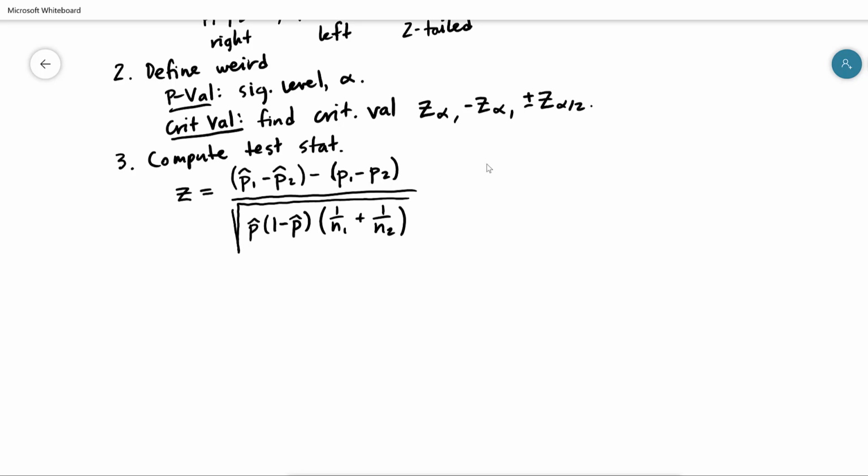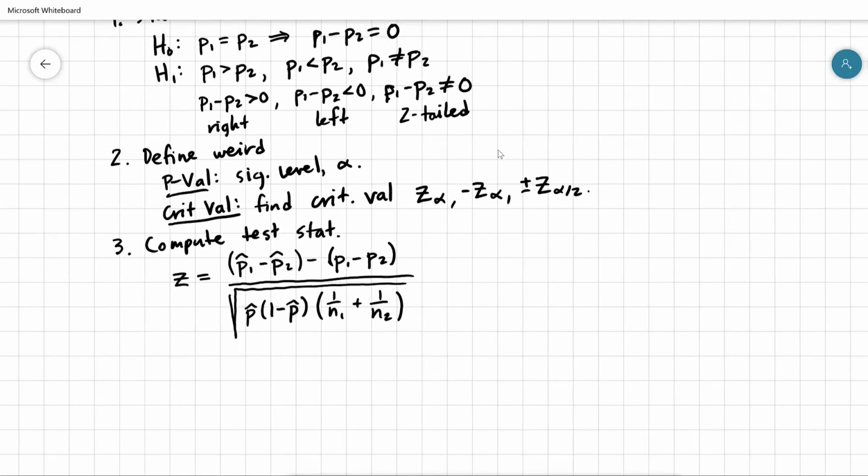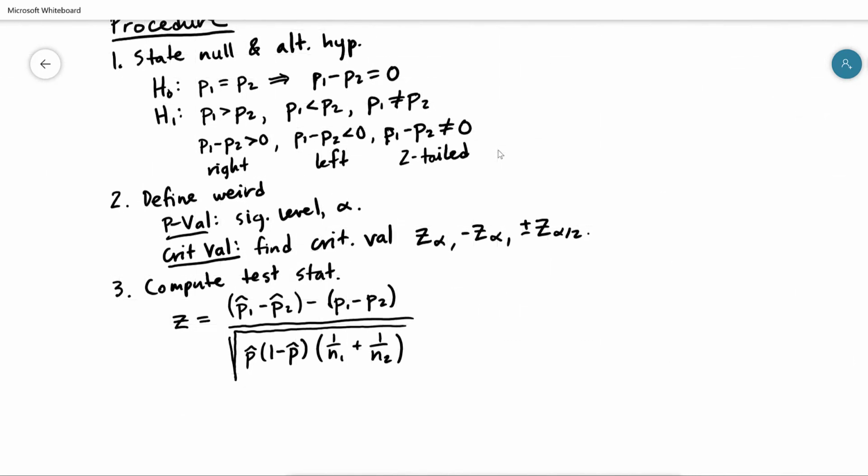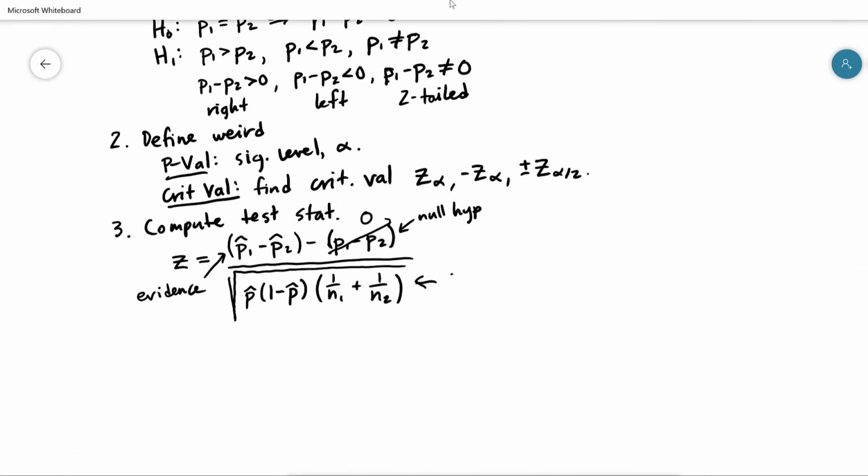this right here, P1 minus P2, that is always the assumption that we get from the null hypothesis. So this piece comes from the null hypothesis. And in this case, the presumption is, according to our null hypothesis, that P1 minus P2, which is what we've got right here, is equal to 0. So again, most of the time we'll just cross that term off. That's a 0. This is our evidence. And this term over here is our standard error.